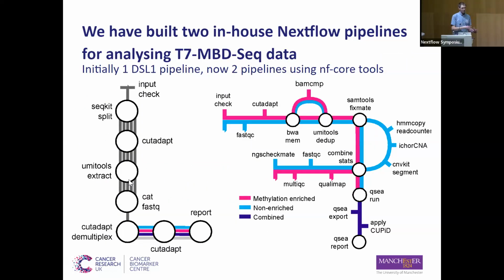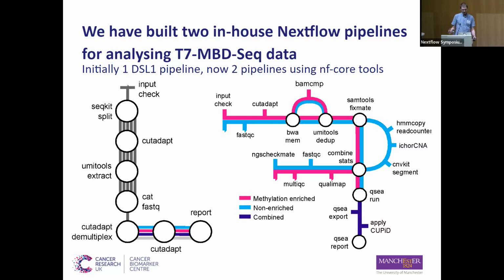So in terms of what we do with that data, I started this work 4 years ago, and it's grown and grown. Initially, I had a DSL1 pipeline where it was just everything stuck together. I now have 2 separate pipelines using the nf-core tools, which are extremely useful. The tools are the unsung hero, I think, to some extent, of nf-core.